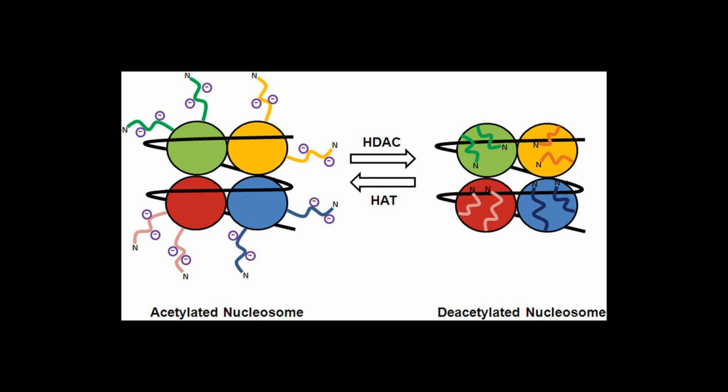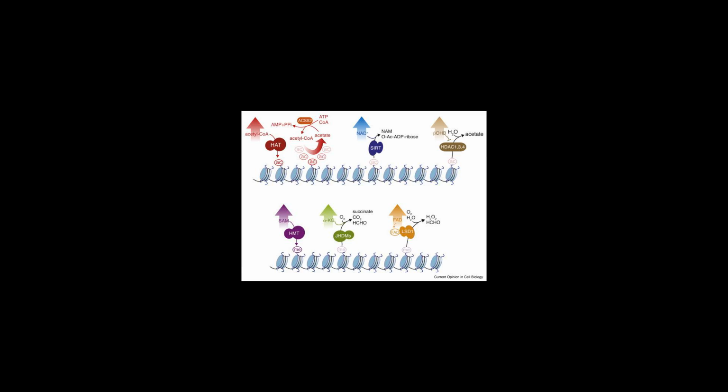Deacetylation performed by HDAC molecules has the opposite effect. By deacetylating the histone tails, the DNA becomes more tightly wrapped around the histone cores, making it harder for transcription factors to bind to the DNA. This leads to decreased levels of gene expression and is known as gene silencing.